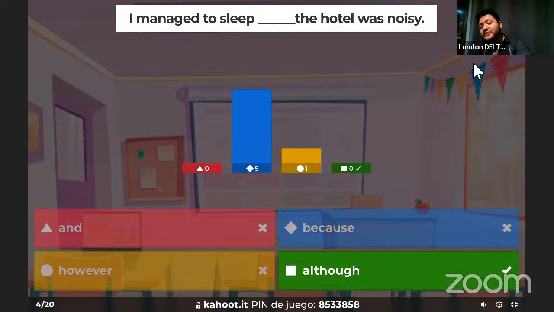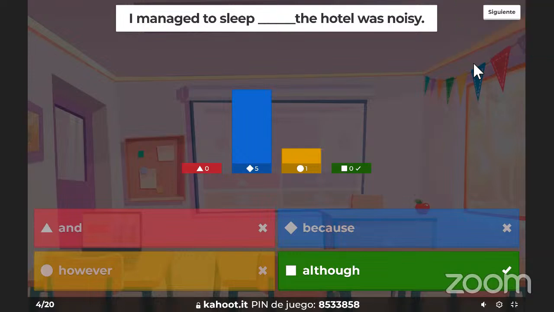Ok, bueno, pues no puede ser because en este caso, ¿no? I managed to sleep. Bueno, ¿qué significa managed? Managed significa arreglárselas para dormir, poder dormir, ¿no? I managed to sleep. Pude dormir y no puedo decir porque el hotel era ruidoso. No tiene sentido, ¿no? Si el hotel es ruidoso, no es razón para dormir bien. Entonces, you cannot use because in this case.